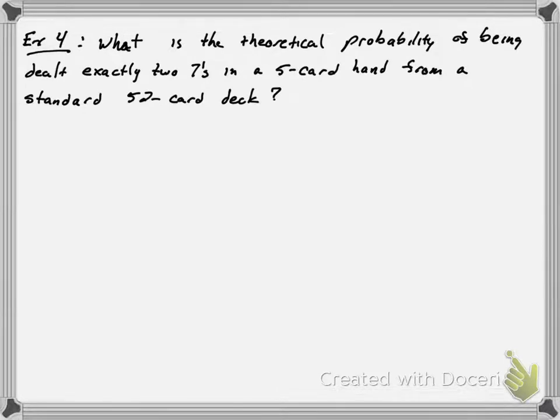Example 4, what is the theoretical probability of being dealt exactly 2 sevens in a 5-card hand from a standard 52-card deck? Again, this comes down to the probability of what you want to happen over the total number. So you want to find the probability of 2 sevens. What do I want to happen, and what's my total number? What I want is to get 2 out of 4 total, because there are 4 sevens.